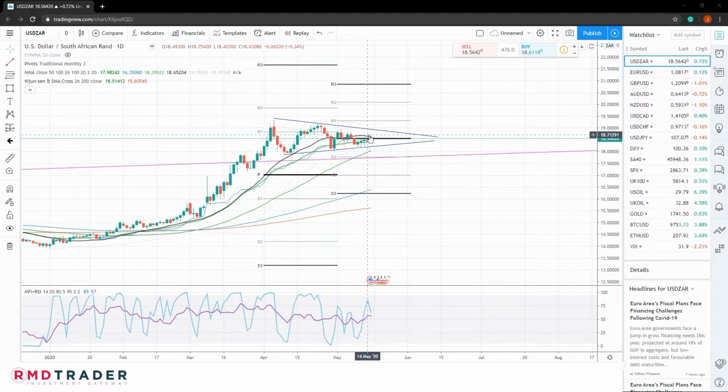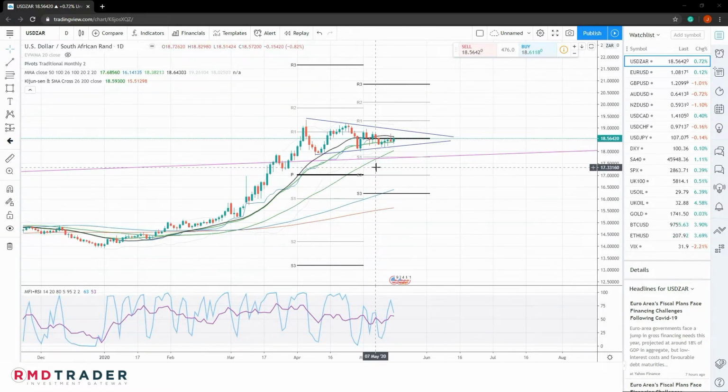If we do see a move higher, we will quite quickly move to the 1950 level and perhaps even higher. And if we do see a break lower, we will quite quickly see this 1775 level retested. So definitely worth keeping an eye out on that.